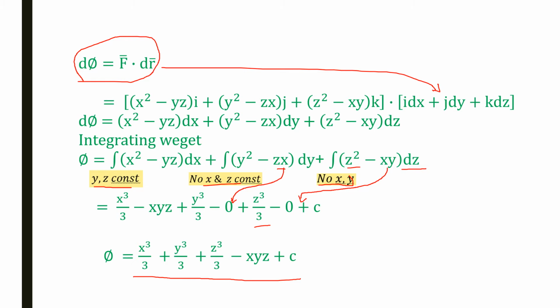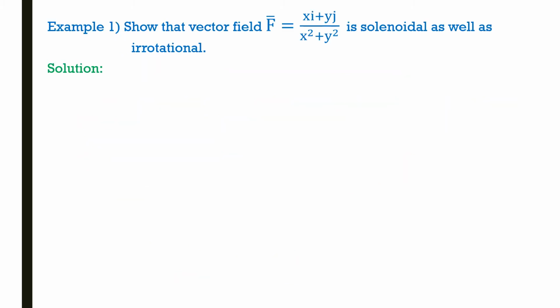Now let us see the next. Show that the field F bar is solenoidal as well as irrotational.